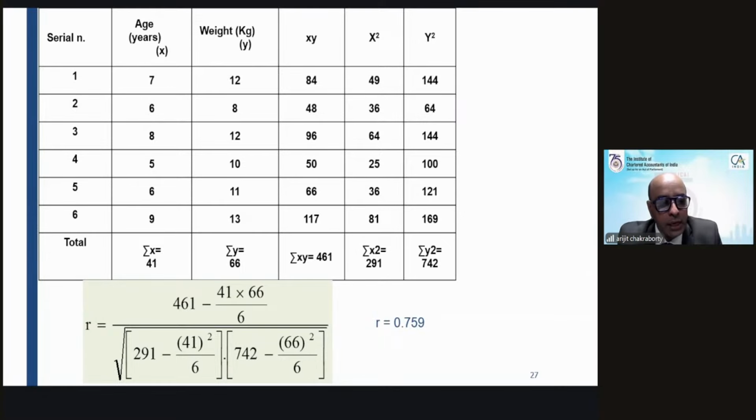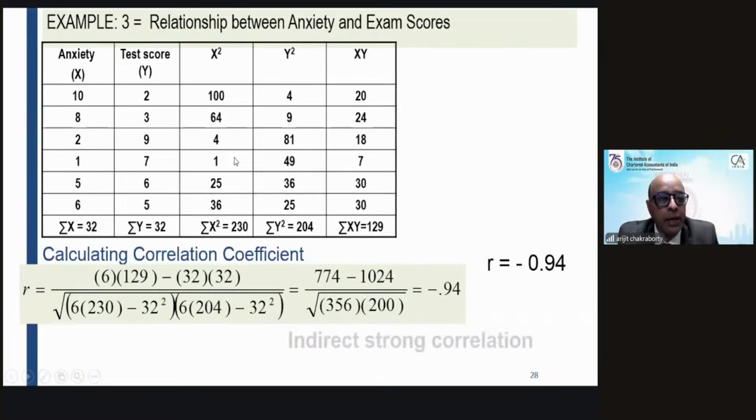Ujjwal is asking, what is the limiting value of strong positive correlation? So we know perfect positive correlation is +1. Strong positive correlation, we might say 0.7 onwards, plus 0.7 onwards, we can say it is a strong positive correlation, right? Now we look at the next example.